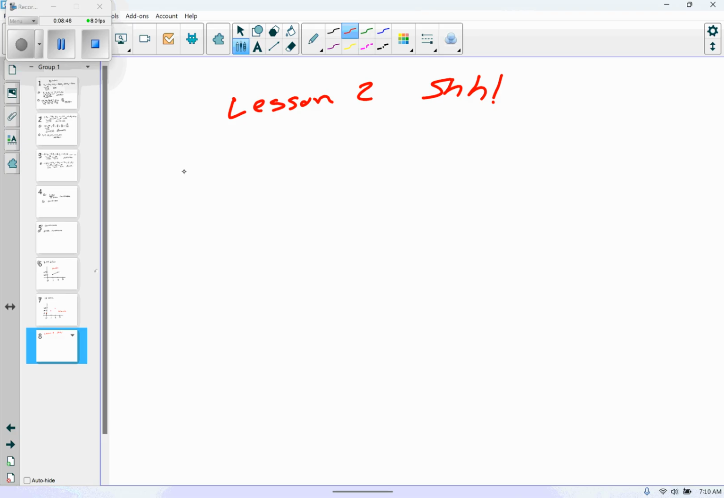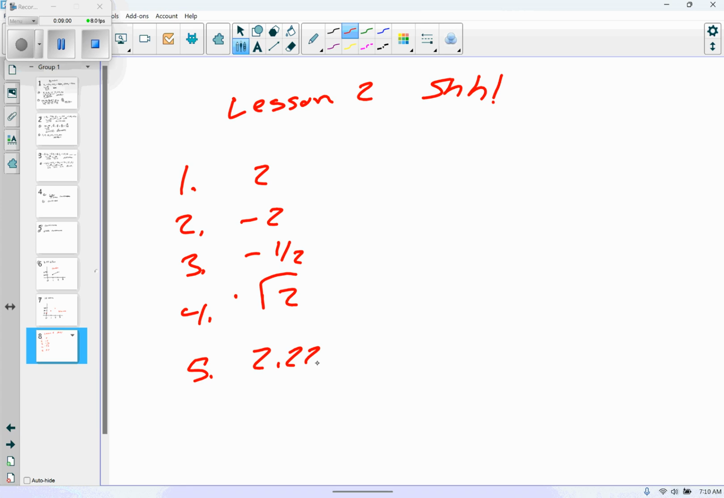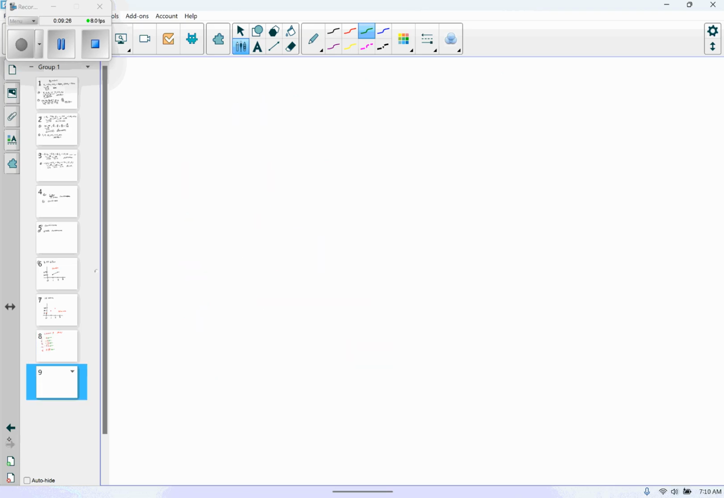All right, so the first one is one of those, which one doesn't belong? So you have 2, you have -2, you have -½, you have the square root of 2, and you have 2.22 repeating. Okay, so you can make a claim that this one doesn't belong because it's a positive whole number. This one doesn't belong because it's a negative whole number. This one doesn't belong because it's a negative fraction. This one doesn't belong because it's a square root. This one doesn't really. So any of them could go there. All right, so let's take a look.